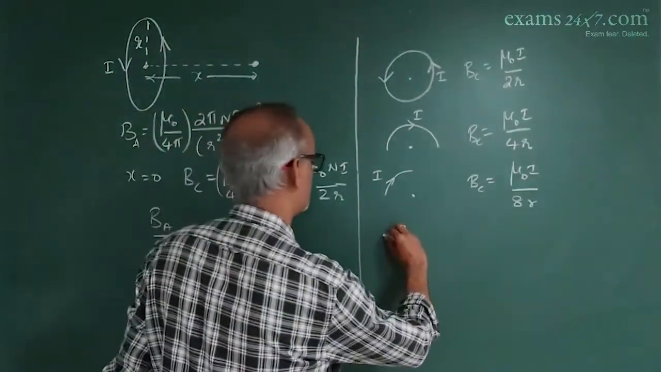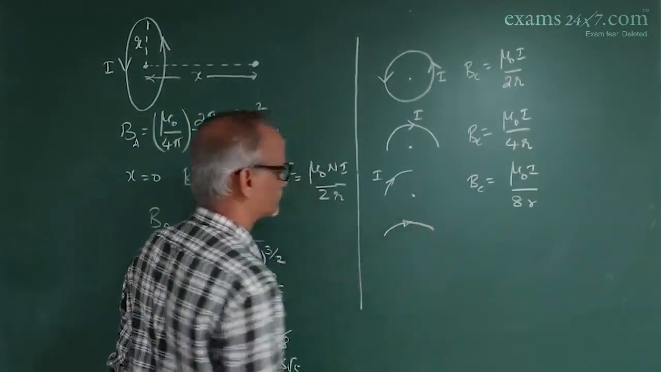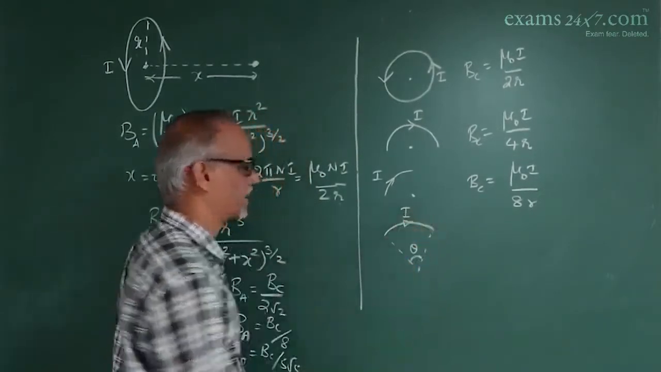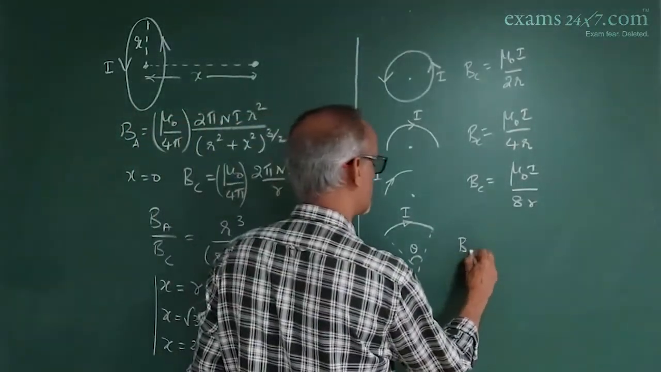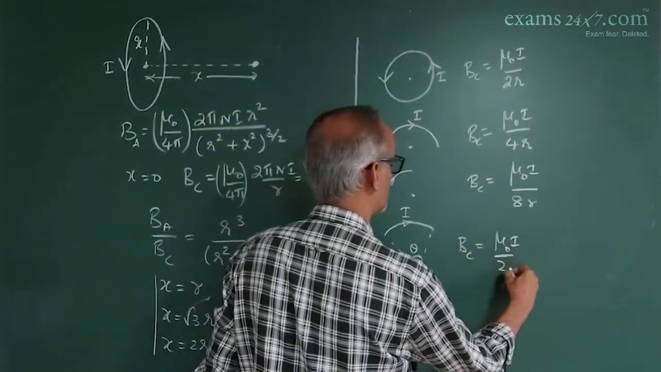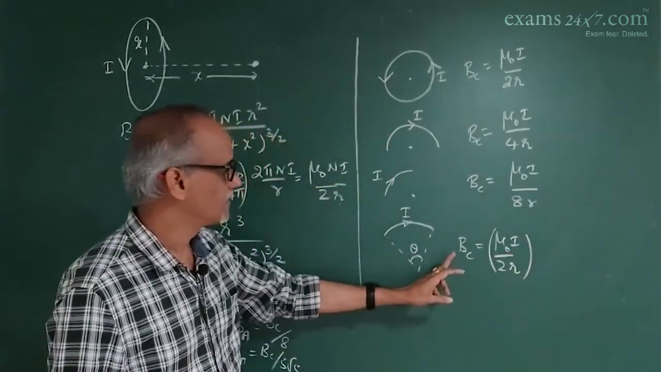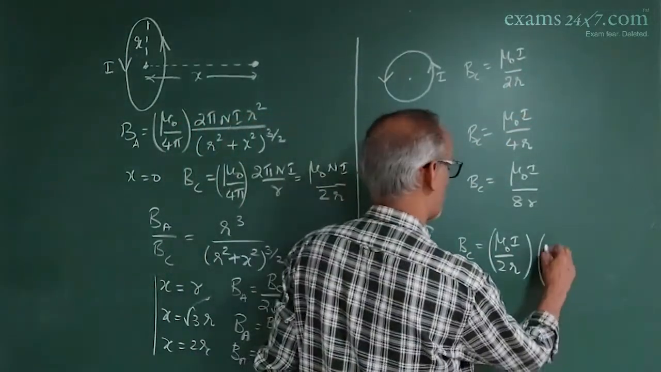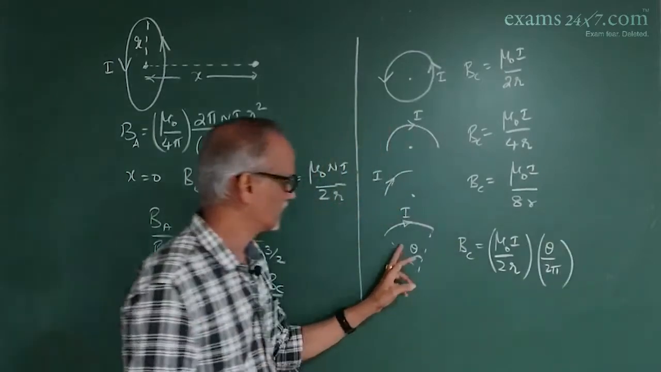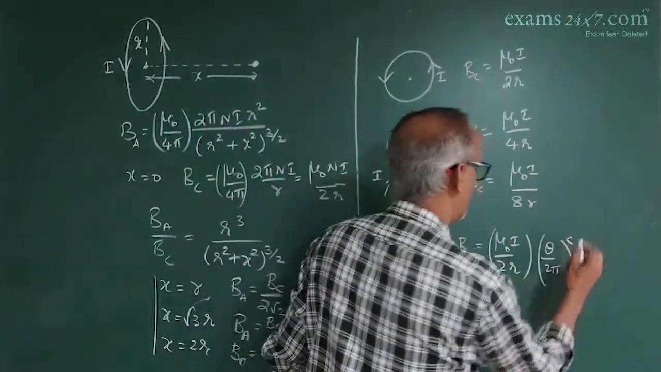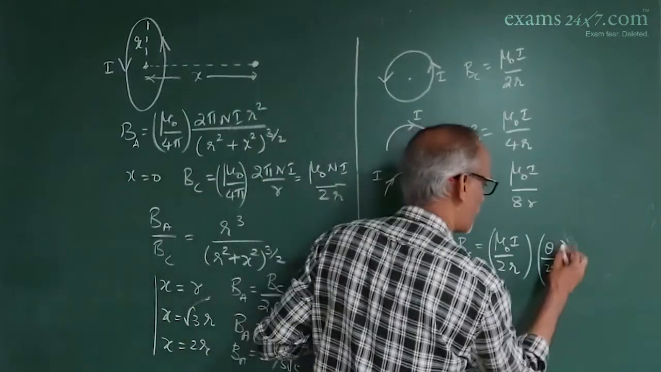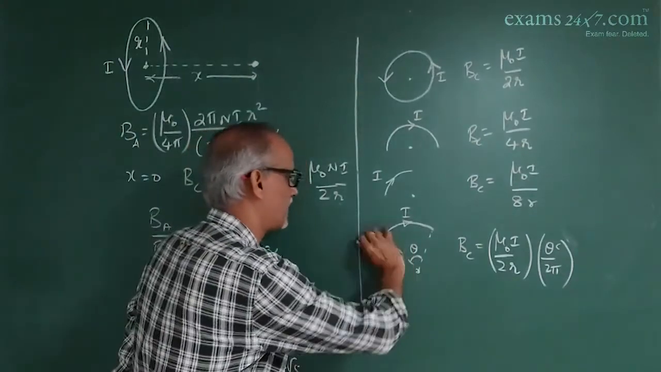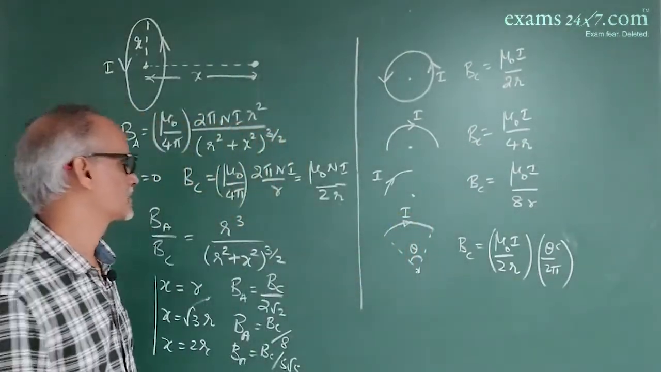Now, what if an arc is given, and that arc subtends an angle theta at the center, carrying current I? Then the magnetic field BC is equal to mu naught I by 2R, that is the magnetic field due to one turn, into theta by 2 pi. You have to make sure that angle theta is in radians. That will give you the magnetic field at the center of an arc carrying current.